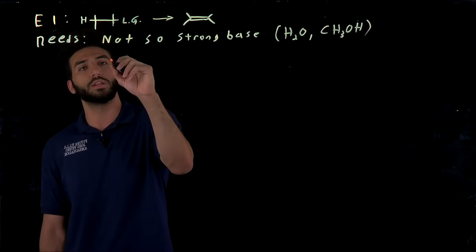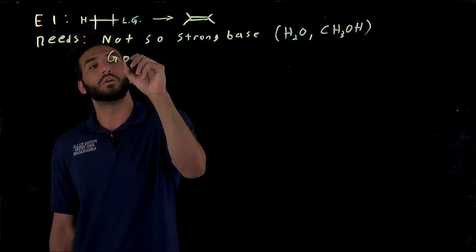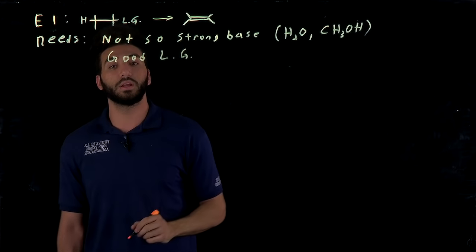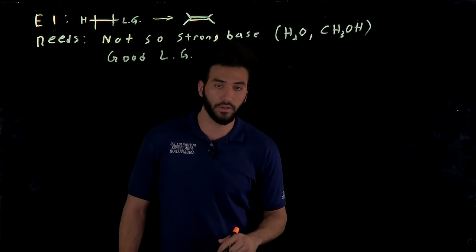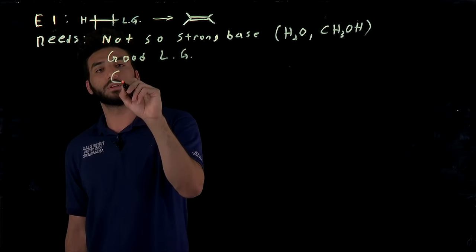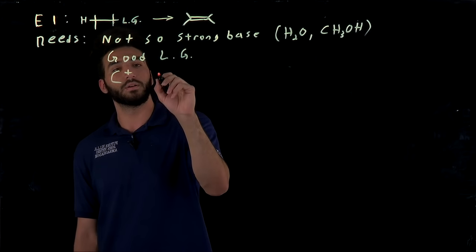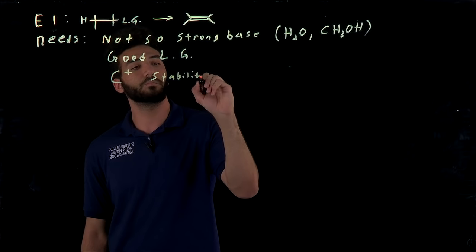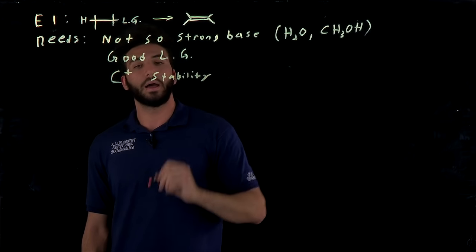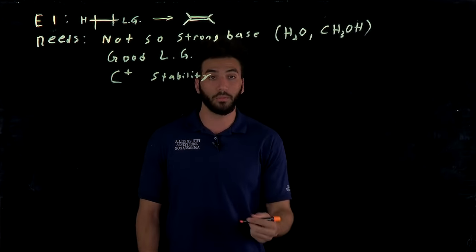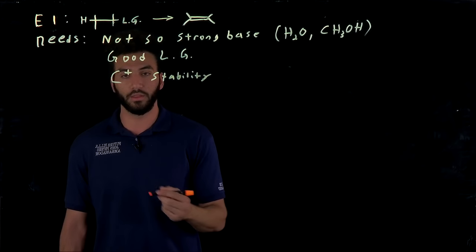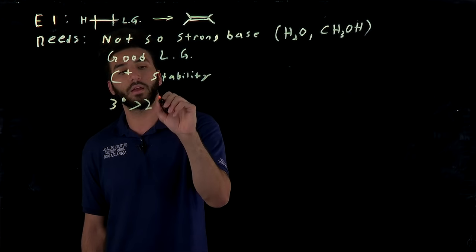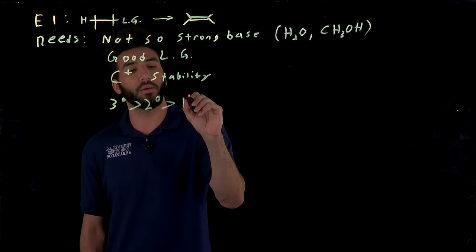Another thing we need is a good leaving group, just like E2. Another thing we need is carbocation stability. So C plus, carbocation, stability. So what's the order of carbocation stability? What carbocations are more stable than others? It goes tertiary, then secondary, then lastly primary.